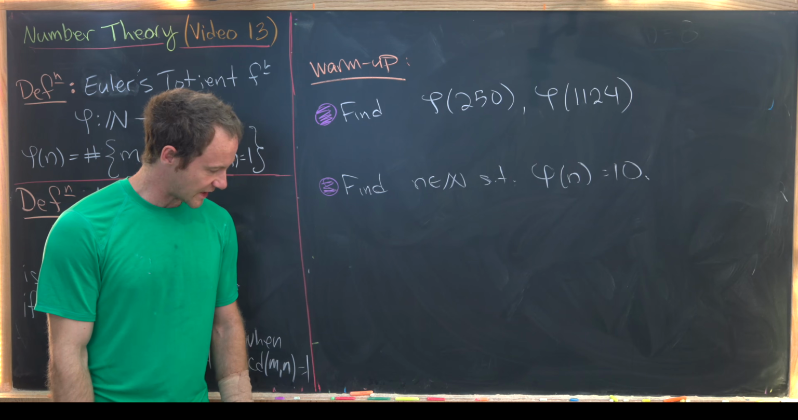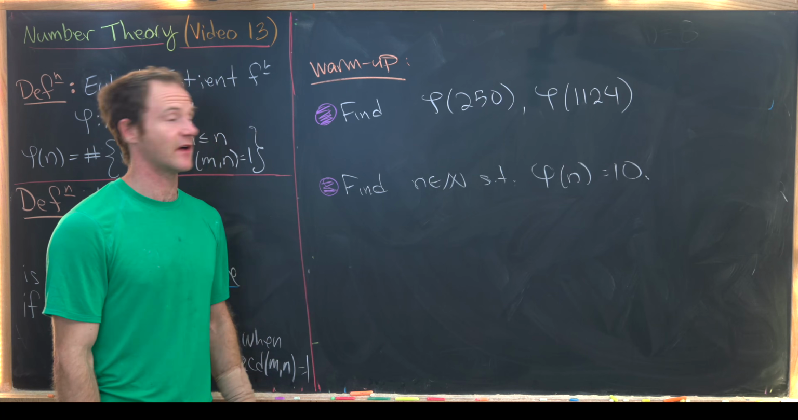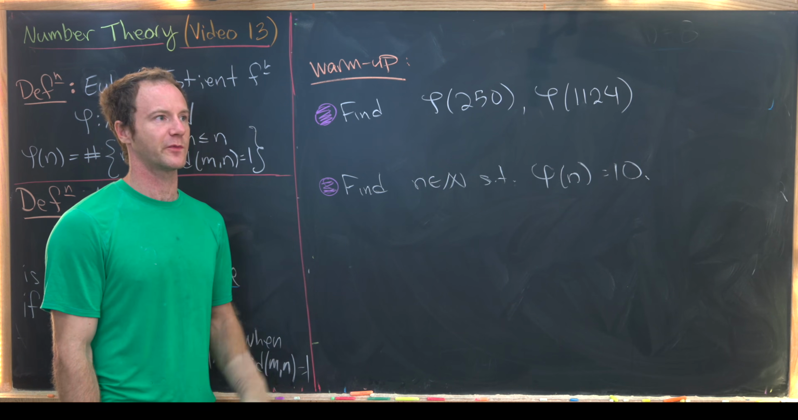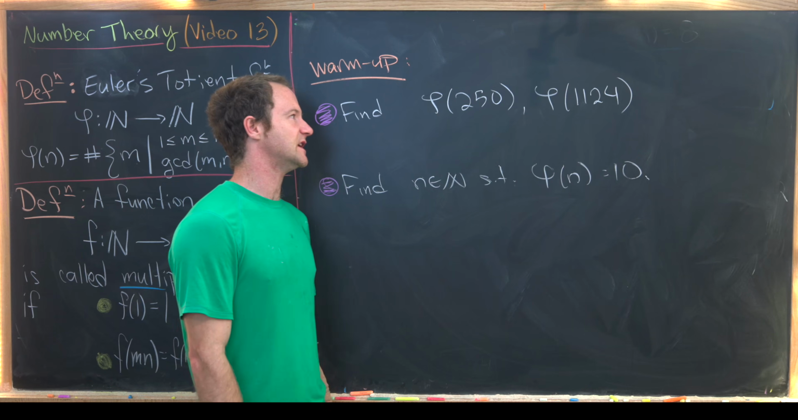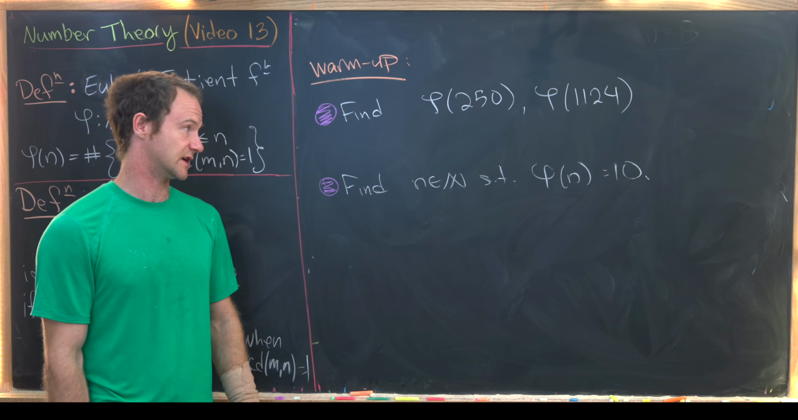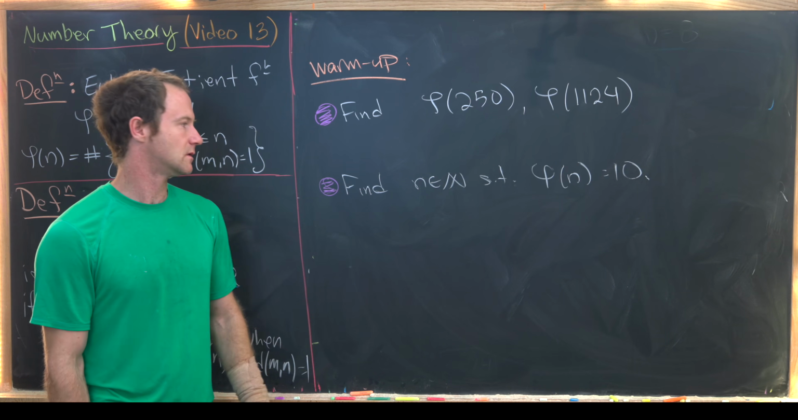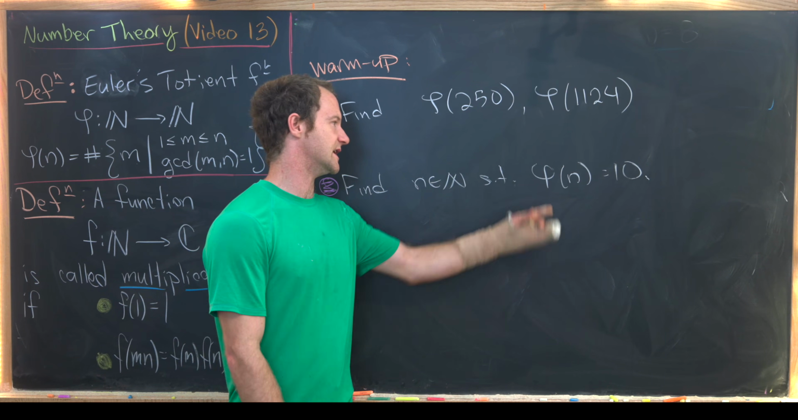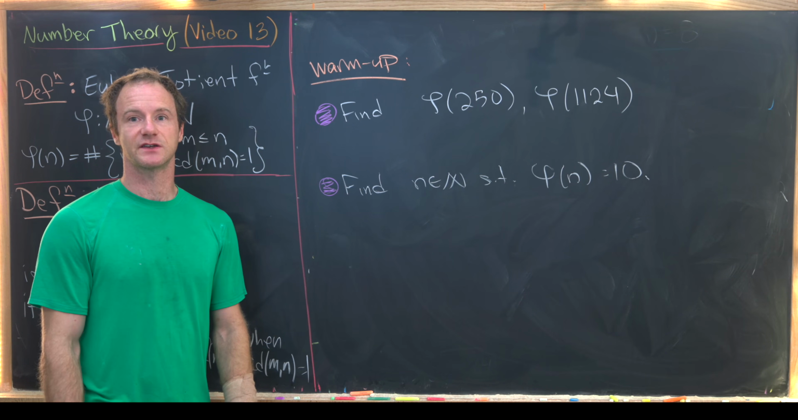Okay, so I'm going to leave you guys with a couple of warm-up problems. So the first is to find phi evaluated at 250 using the formula that we developed in this video. The second one is to find phi of 1,124, again, using the method that we constructed in this video. And then next, similar to the example, find all natural numbers n such that phi of n is equal to 10. And that's a good place to stop.